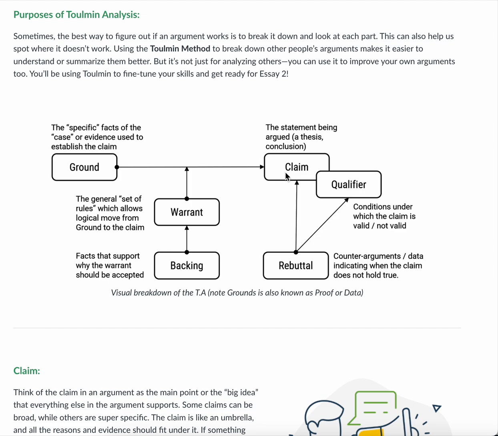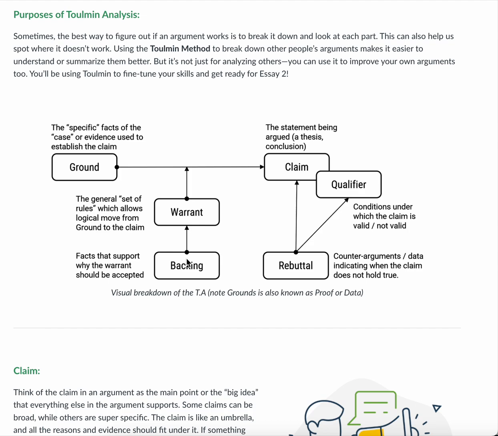To support it, we need grounds, which are the specific facts, data, or evidence backing up the claim. You might ask yourself, but how do we know the evidence actually connects to the claim? That's where our warrant comes in. The warrant explains why the grounds logically support the claim. If the warrant itself needs further support, we use our backing, which provides additional justification if needed.